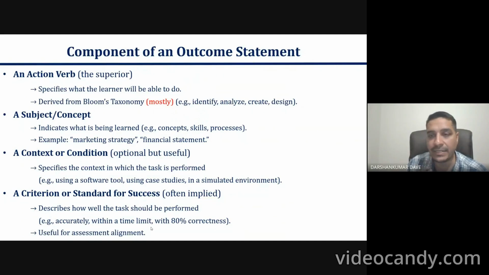Next is an exercise, right? You people are going to help me solve that exercise. The exercise is about identifying the components in the statement. Okay? Are you ready? Have you noted these things? Action verbs, the subject, context. Okay.